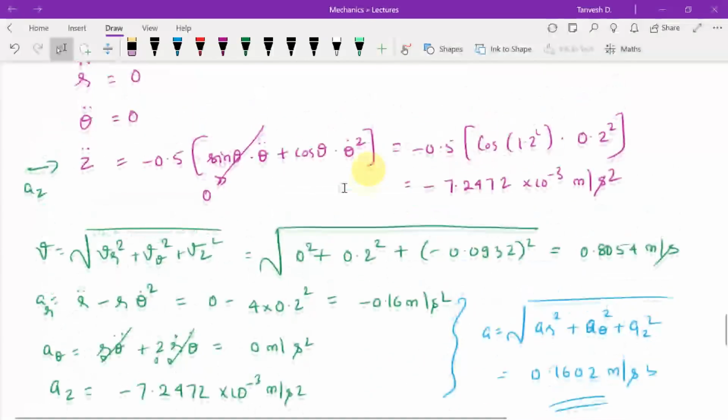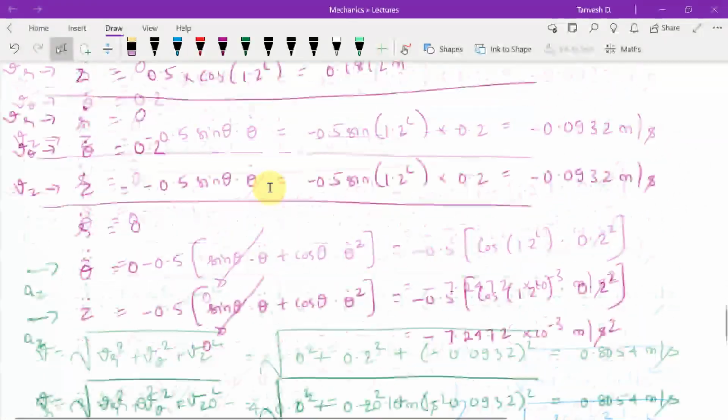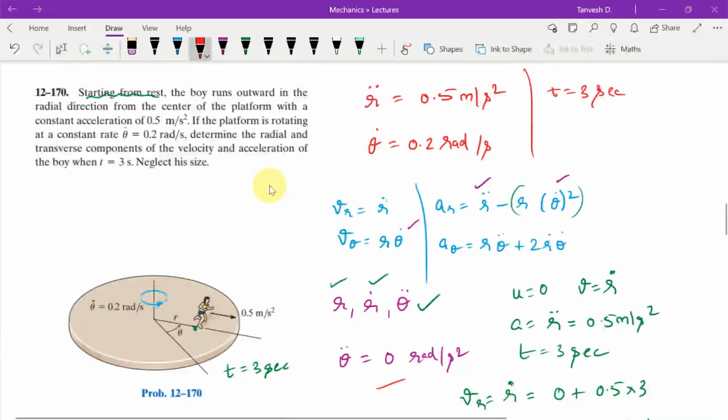Let me again bring that final equation of v and of what we actually need to find.